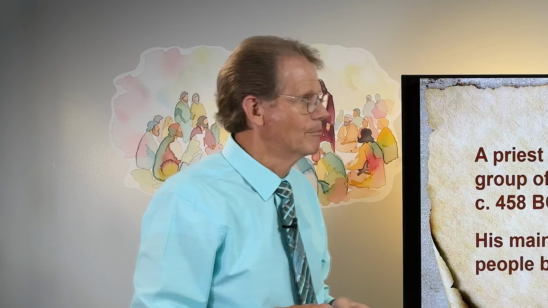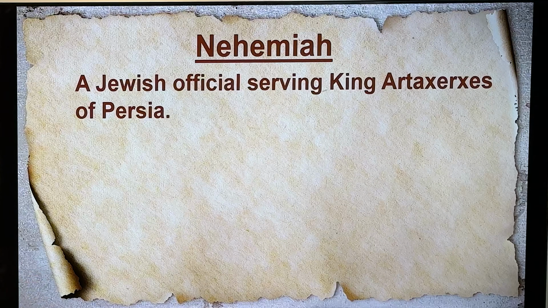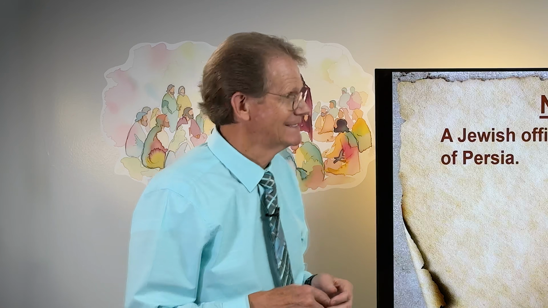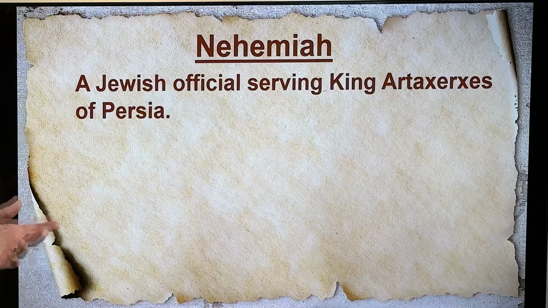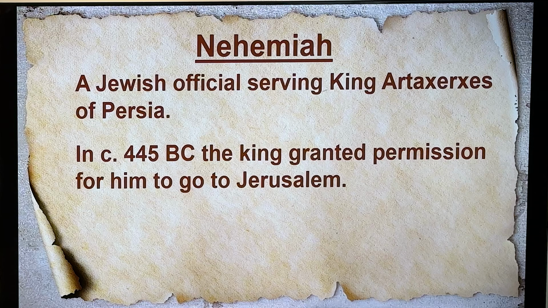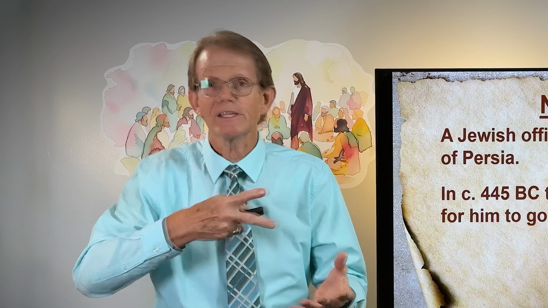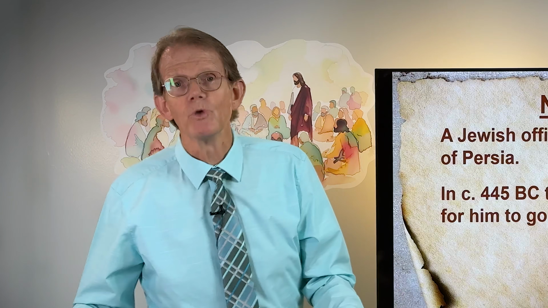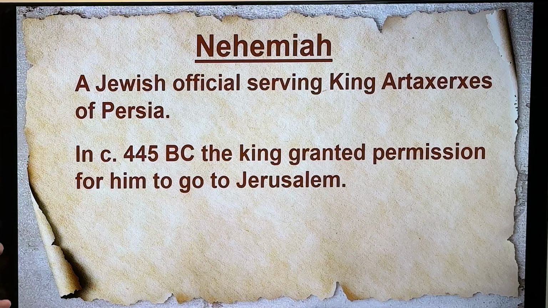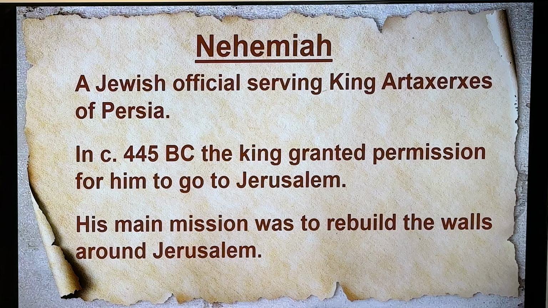That was Ezra's mission. And you have Nehemiah, Jewish official serving with King Artaxerxes. Okay, don't say that too fast. Artaxerxes of Persia. By this time, this is approximately 445 BC, the king grants him permission. Nehemiah has heard that Jerusalem still needs a wall. Part of it's still in ruin. And he is granted permission to return to Jerusalem. And his main mission was to rebuild the walls around Jerusalem.